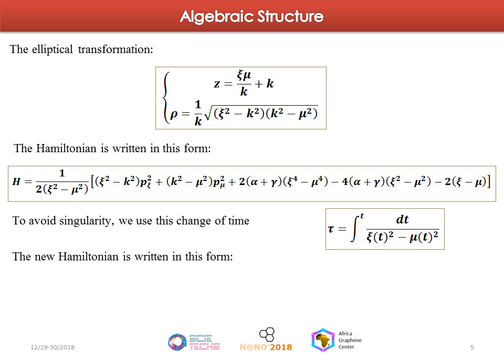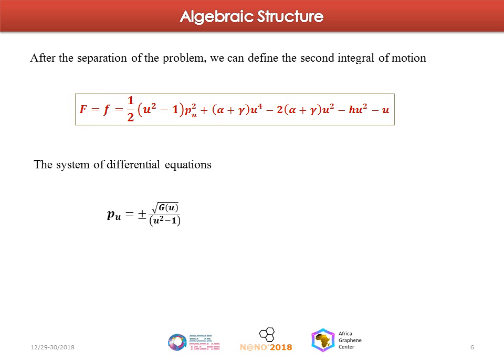We need a change of coordinates that makes the problem separable, and therefore we can express the second invariant, namely the elliptic transformation. So the Hamiltonian is written in this form. So the system is separable, and therefore the second invariant can be expressed. And from the last Hamiltonian one can express the first integral F. One can also express the system of differential equations.